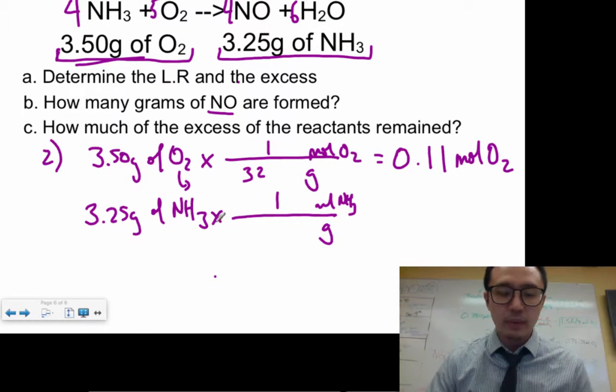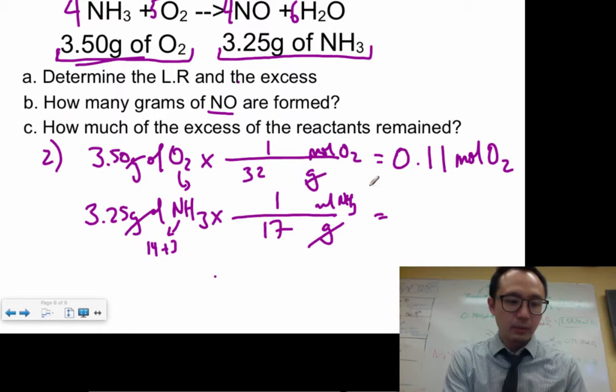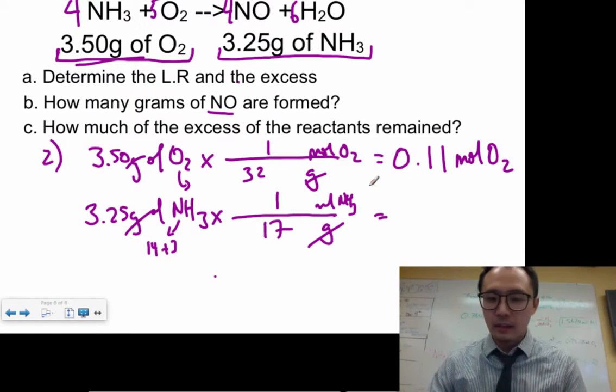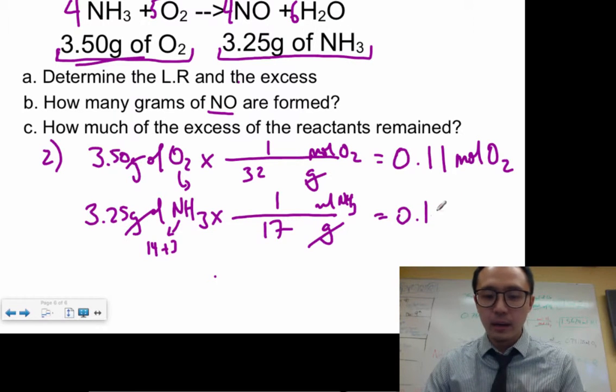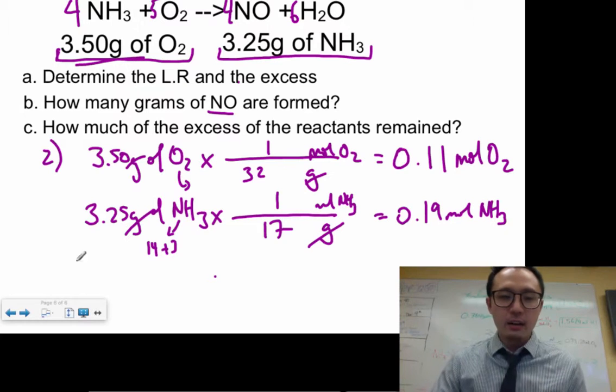The next thing is 3.25 grams of NH3, and then do this, moles NH3. So that's 1 mole NH3. This is what, 14 plus 3, which is 17. Canceled my grams. Oh, forgot to cancel my grams up here. This will give me 3.25 divided by 17, 0.19 moles of NH3.